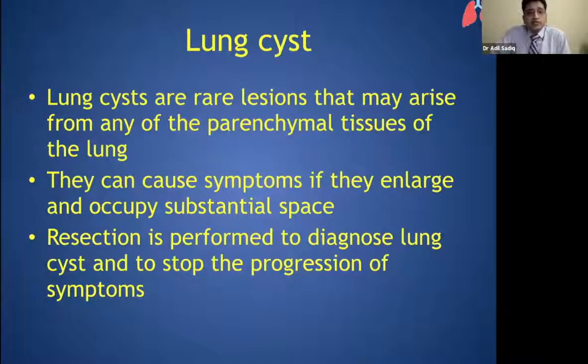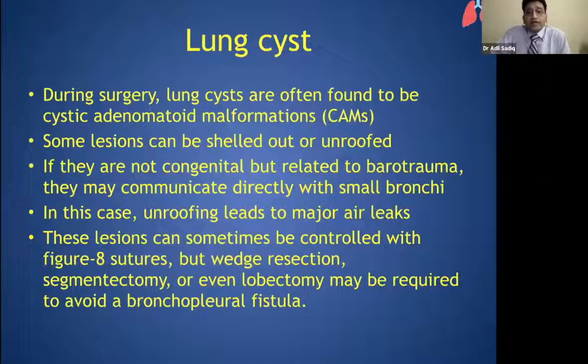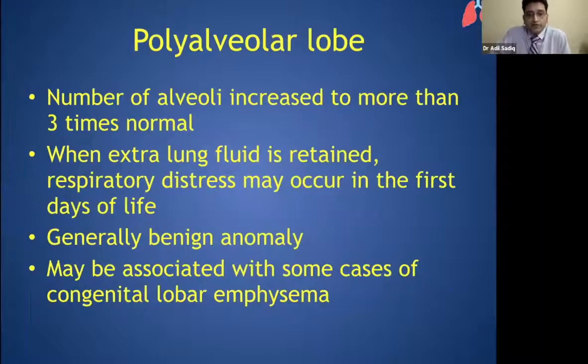Last but not least, we can talk about lung cysts. The lesions can form in any part of the lungs, they're usually simple cysts. What's important to know about them is resection is performed, one, to prevent their progression and also to diagnose the lesions. And it's not unusual that a lot of them that are found to be simple lung cysts are actually cystic adenomatoid malformations. Sometimes they can just be shelled. If they are not a small segment, we will be able to take them out. Sometimes just a figure of 8 sutures can also help stop the air leak. Important, whatever surgery we do, we need to make sure that we avoid the formation of a bronchopleural fistula.